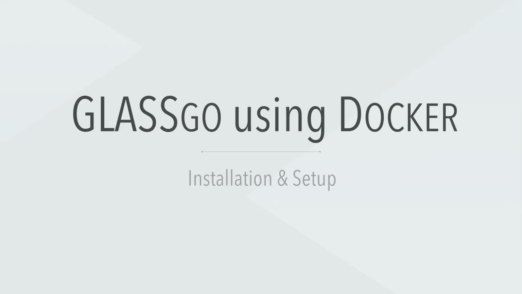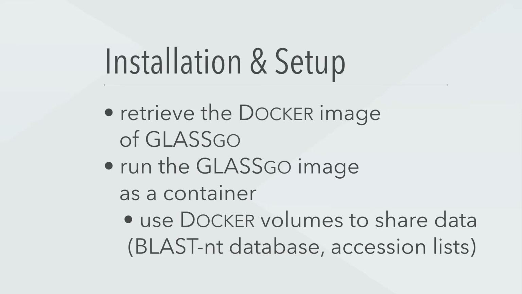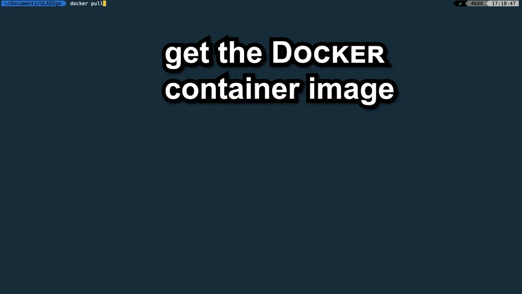So let's begin by installing and setting up GLASSgo using Docker. At first, we have to retrieve the GLASSgo Docker image and start the image as a container. In doing so, we use Docker volumes to share data between the file system and the container. We begin by pulling the GLASSgo Docker image from DockerHub.